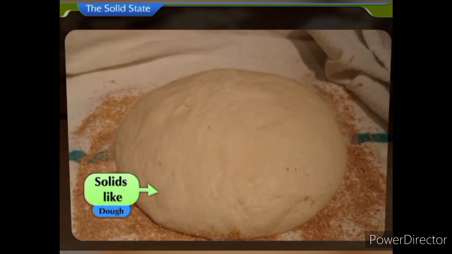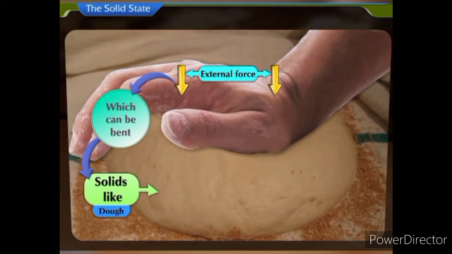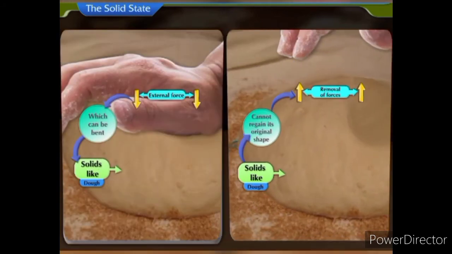Solids, like dough, can be bent when we apply force on them. But dough cannot regain its original shape when we remove the force. This is called plasticity of solids.